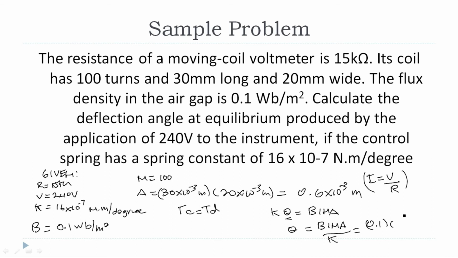So, 240 divided by 15 times 10 to the positive 3. The number of turns is 100. And we insert 0.6 times 10 to the negative 3. Make sure everything is in SI units: everything in meters, seconds, and Newtons. Divided by the spring constant, 16 times 10 to the negative 7. We have no more space, so let's put it here.